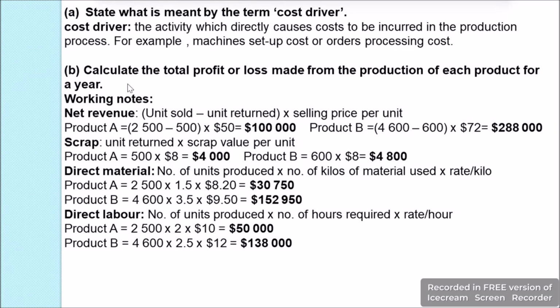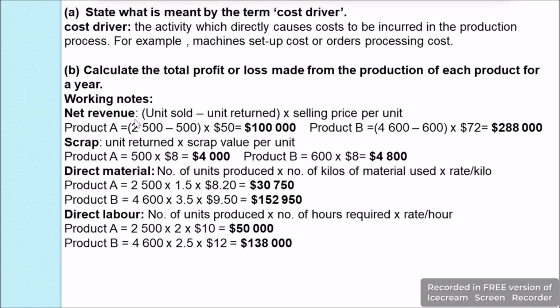In part B of the question, we are asked to calculate the total profit or loss made from the production of each product for a year. So for total profit, we'll take the total revenue and from there subtract the total cost. We'll do all the calculations in our working notes. We will start with the net revenue.